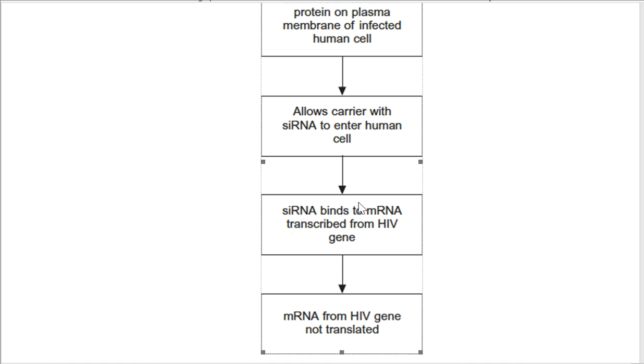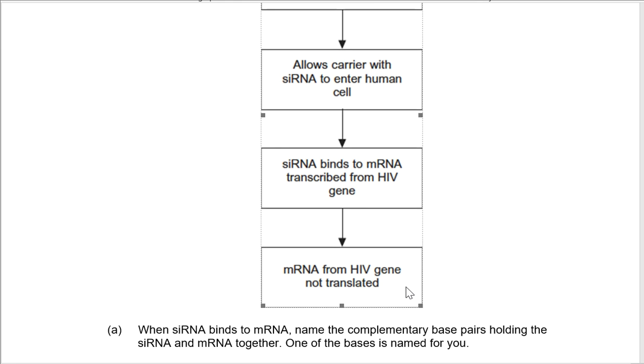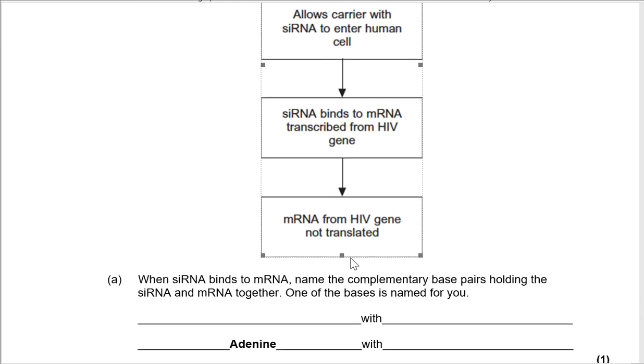So siRNA is going to bind to the mRNA transcribed from the HIV gene, and the mRNA from the HIV gene is not translated. That should tell you why: siRNA has bound to the mRNA and cut it into small fragments and small pieces, and then they are degraded. If you cover this topic, you will know the siRNA is double-stranded, then it becomes single-stranded, and one of the single strands binds complementary to the mRNA.